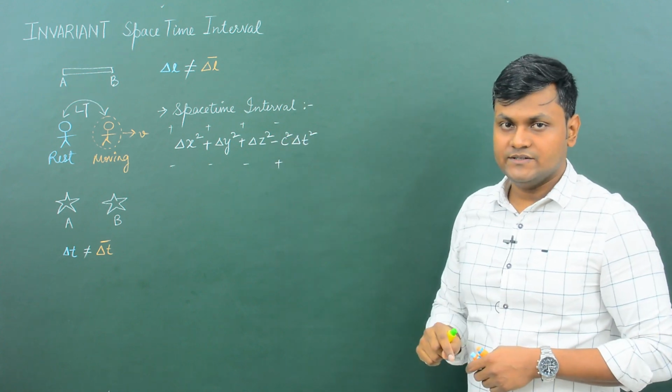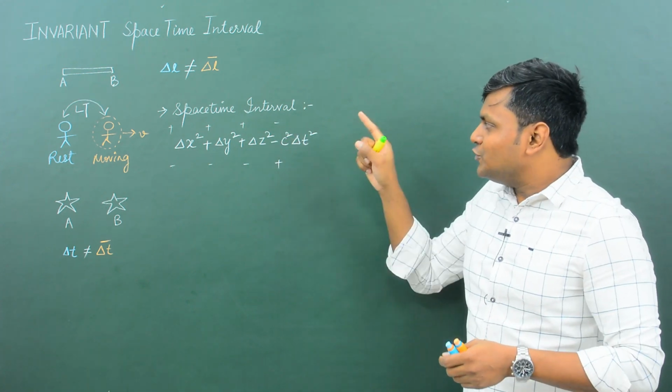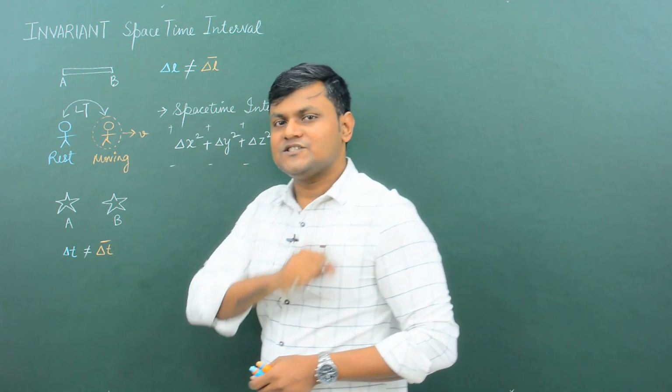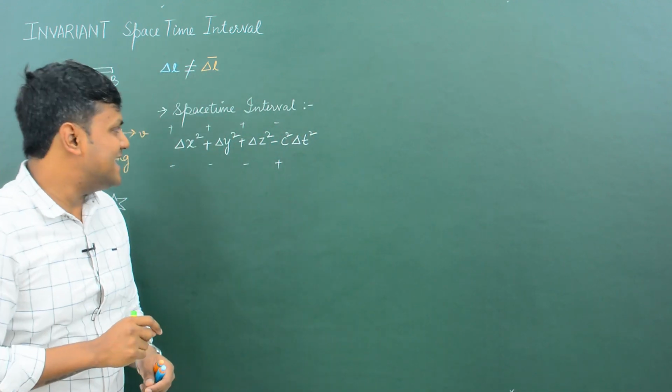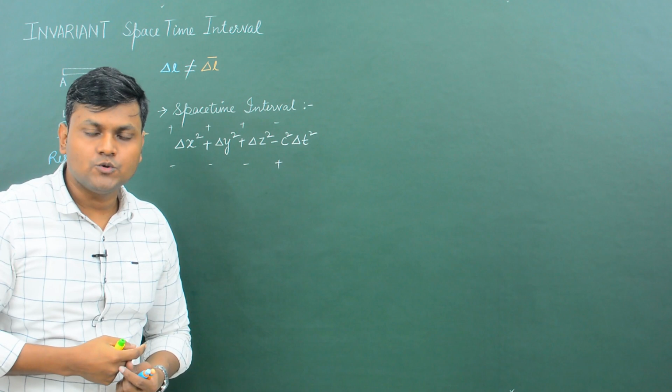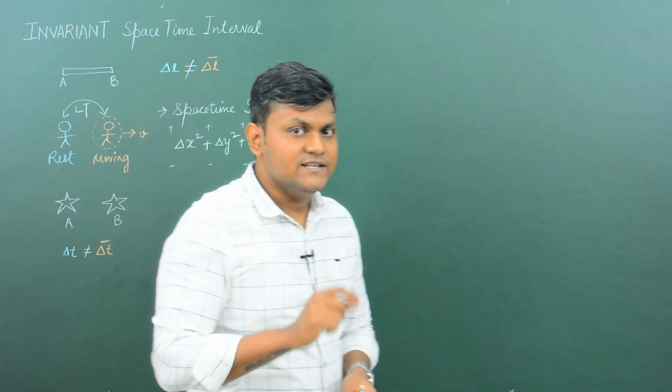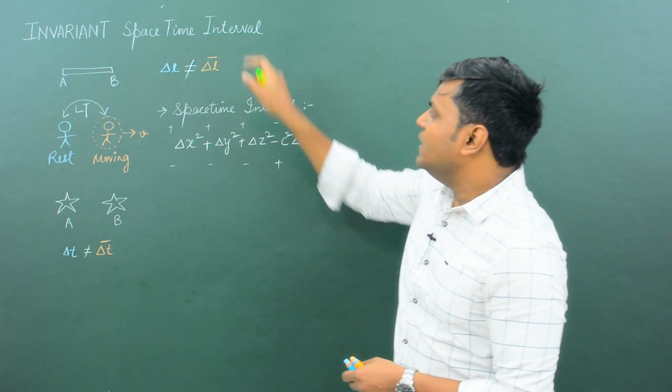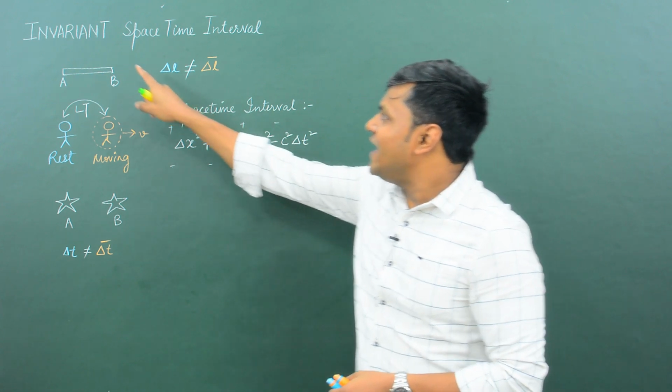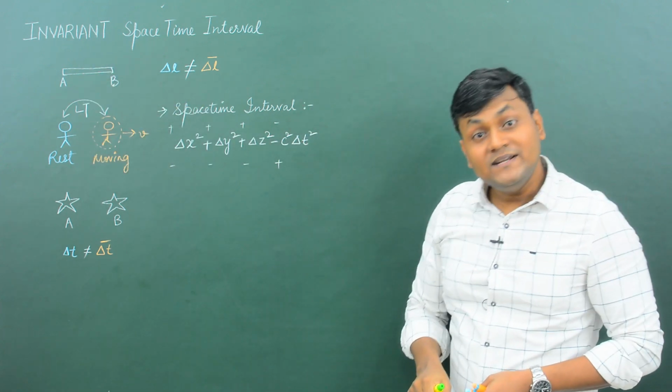before the time coordinates. So this quantity, del x square plus del y square plus del z square minus c square del t square, is a very important quantity. It is known as the space-time interval, and it is invariant under a Lorentz transformation. What does it mean, invariant?